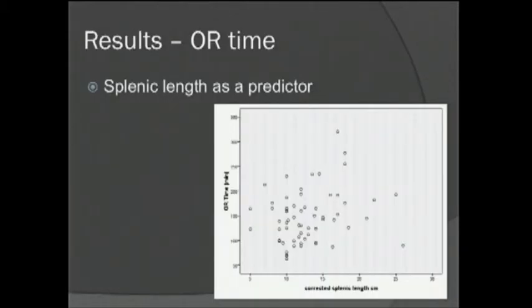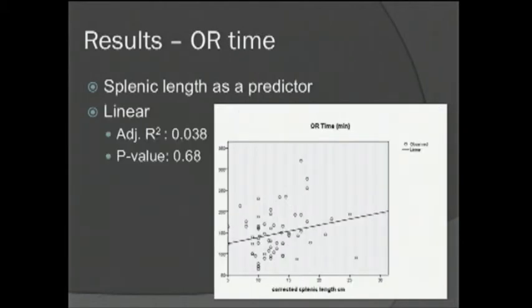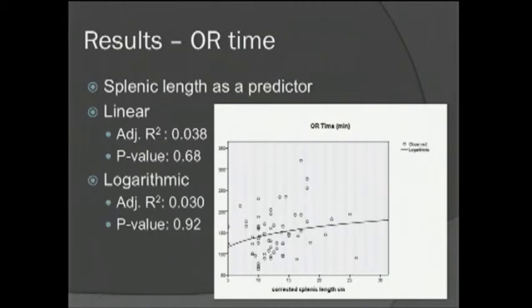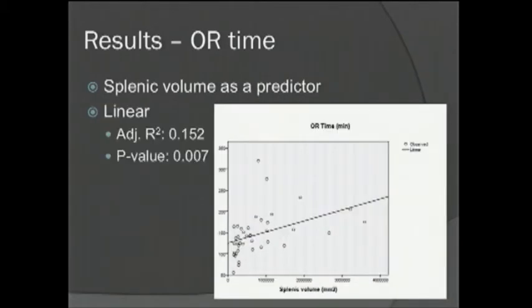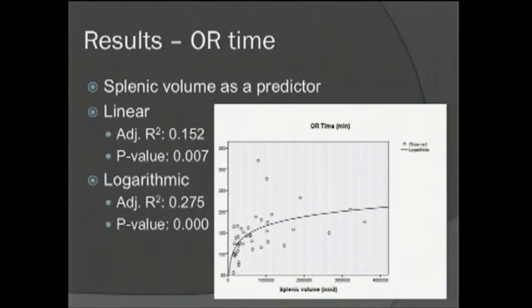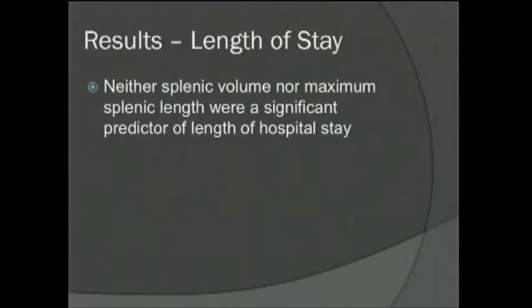Using this, we assessed the radiology splenic length as a predictor. We first tried to fit a linear regression model on the data set of the 72 cases. As you can see, both the R-square and the p-value are insignificant, as well as very low. Also, the logarithmic regression model didn't fit. When we did this with splenic volume as a predictor, the linear regression model fit significantly. However, the logarithmic regression model provided a much better result. For length of hospital stay, neither splenic volume nor maximum length was a significant predictor.